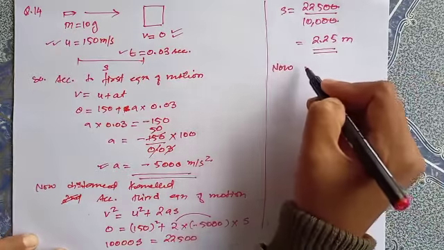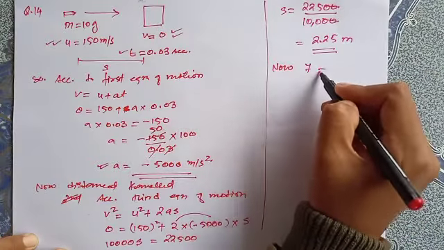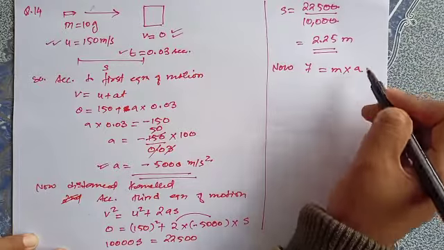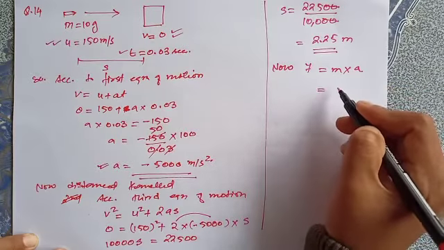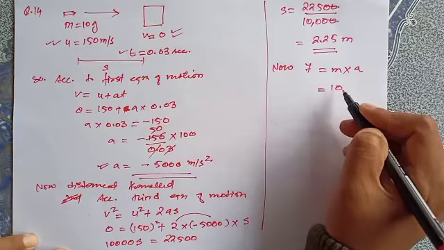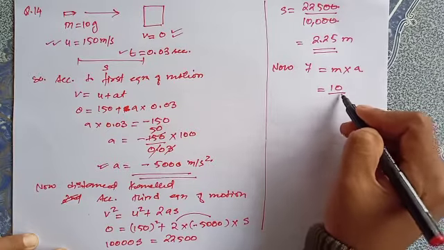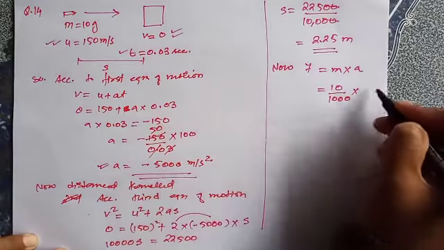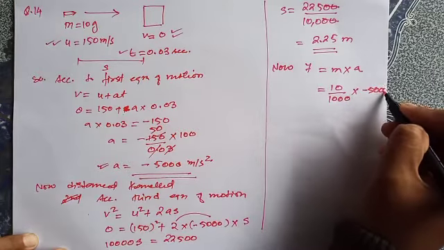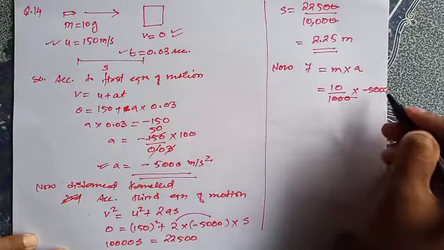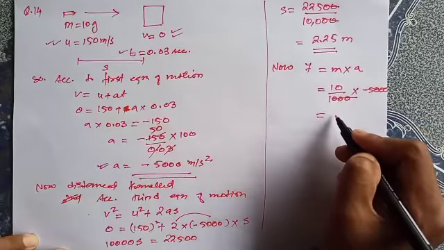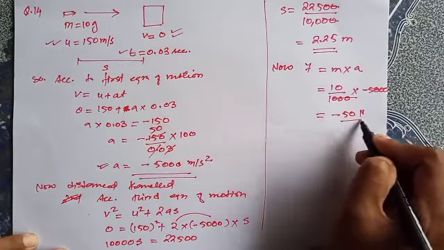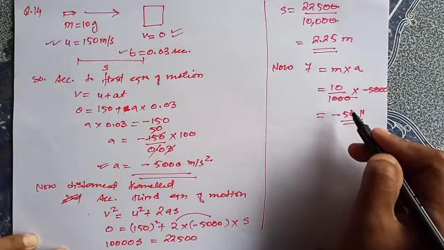Now we have to calculate the force. So force is equal to mass into acceleration. So mass is 10 gram. Convert it into kg, so divide by 1000, into acceleration is minus 5,000. So you can cancel the zeros and you are left with minus 50 Newton. So this is the force exerted.